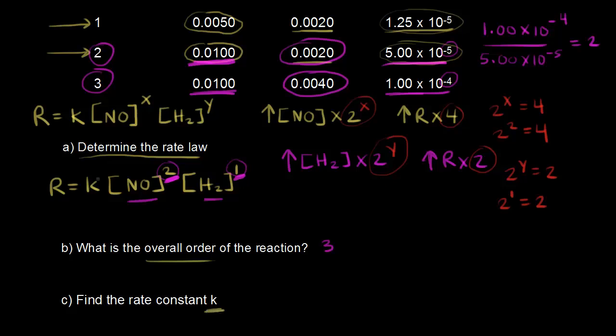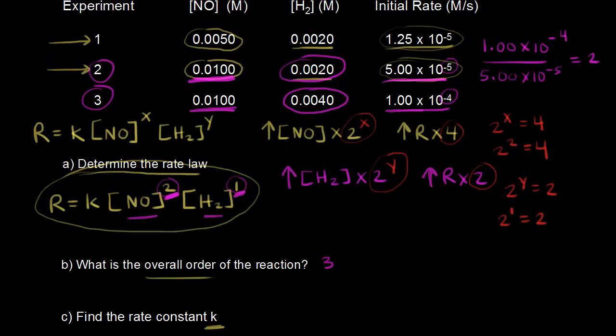Well, we could calculate the rate constant K by using the rate law that we determined in part A, and by choosing one of the experiments and plugging in the numbers into the rate law. So it doesn't matter which experiment you choose. You could choose 1, 2, or 3. I'm just going to choose 1 here, so experiment 1.